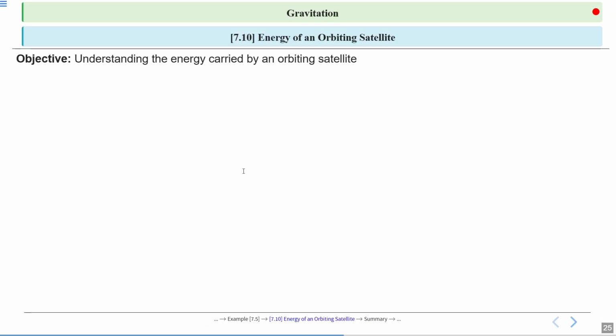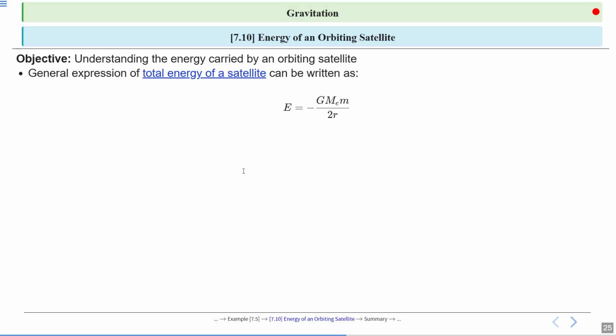Let's continue with energy of an orbiting satellite. So the general expression for the total energy of a satellite is E equal to minus GMe into m divided by 2r. Here E represents the total energy, G is the gravitational constant, Me is the mass of the Earth, and m is the mass of the satellite. Small r is the distance from the center of the Earth to the satellite, where r is equal to Re plus h.